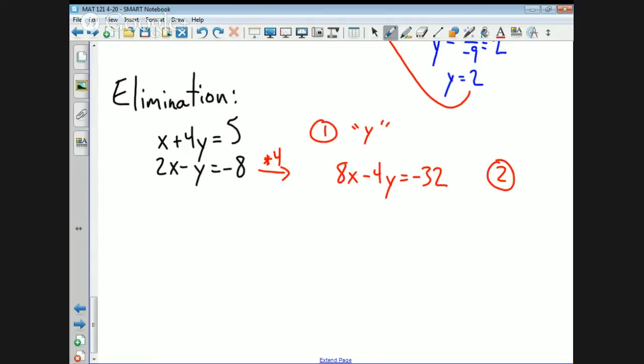Once you've done that, you add the two equations together to obtain an equation in one variable. So I'm just going to bring down this x plus 4y equals 5 that I got from before, the original equation. All right. Add straight down, I'm going to get 9x plus 0y, which I'm not even going to bother writing, will equal negative 27.